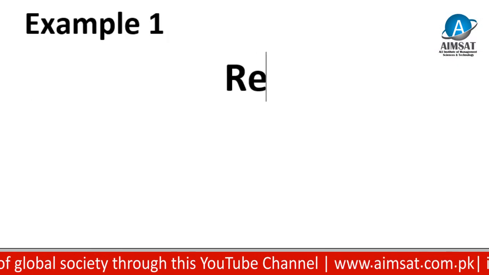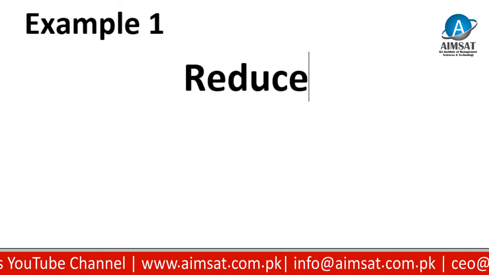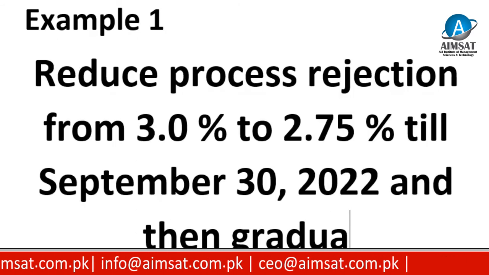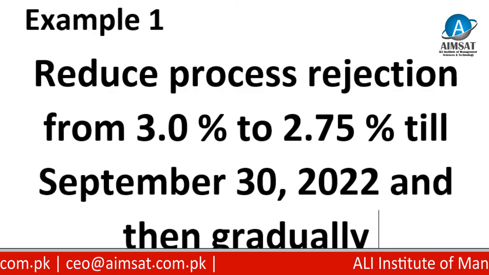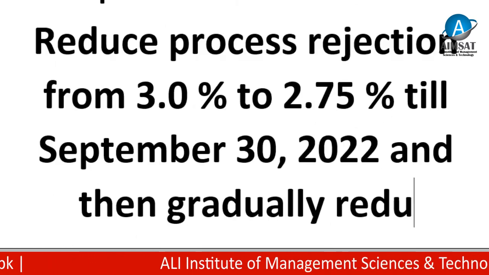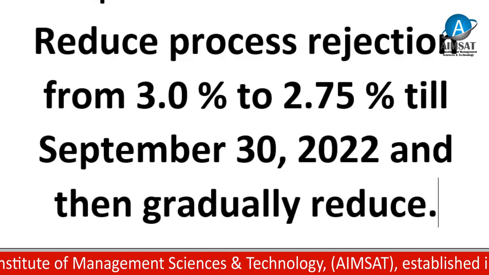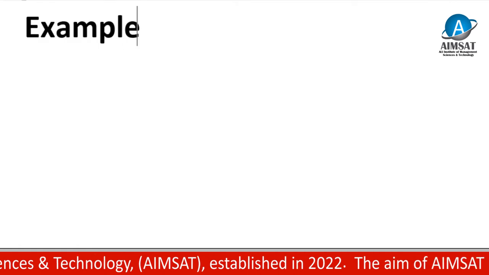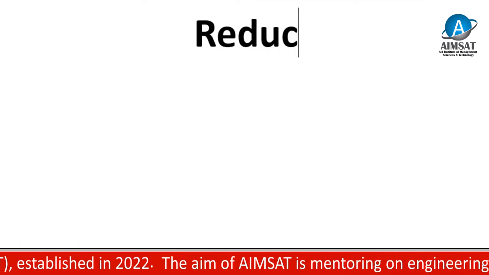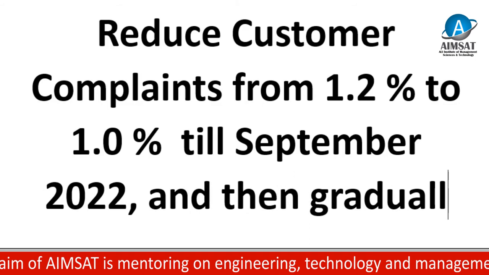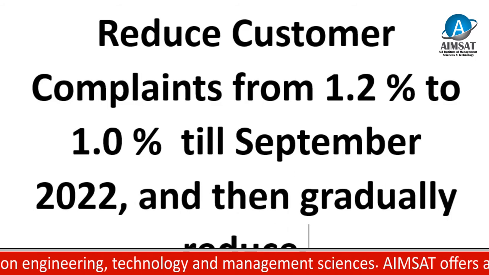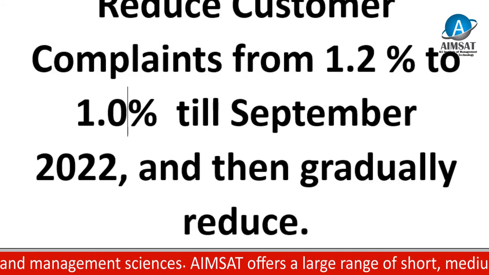Example 1. Reduce process rejection from 3.0% to 2.75% till September 30, 2022 and then gradually reduce. Example 2. Reduce customer complaints from 1.2% to 1.0% till September 2022 and then gradually reduce.